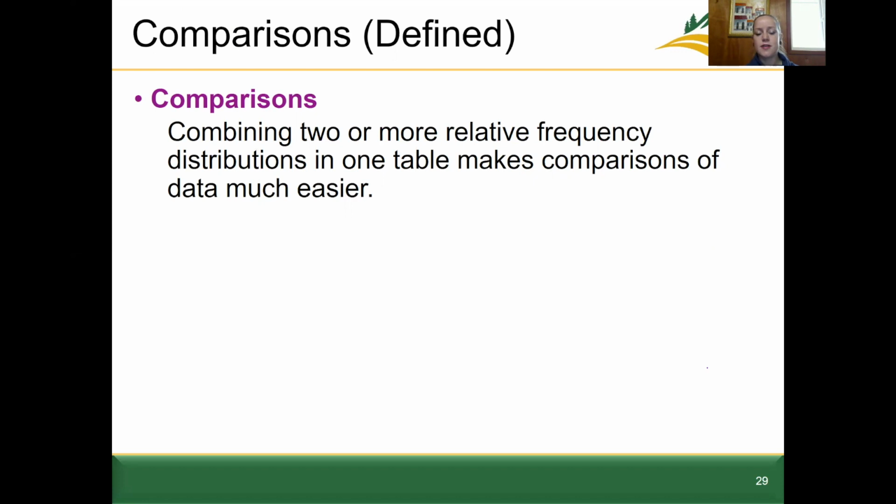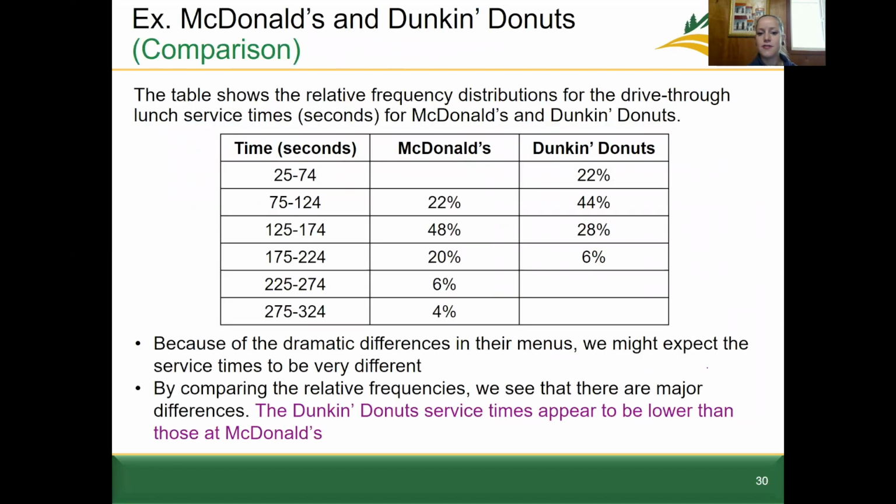Sometimes combining 2 or more relative frequency distributions into one table makes comparisons of that data much easier. For example, we have time in seconds on the left, we have McDonald's frequencies, and we have Dunkin' Donuts frequencies. So we put both of their relative frequency distributions into one table so we can more easily compare. Again, an example of critical thinking here is we should probably consider the types of menu items that each fast food establishment offers. Because their menus are very different, we would expect the times to be pretty different for how long it takes a customer to go through a drive-through.